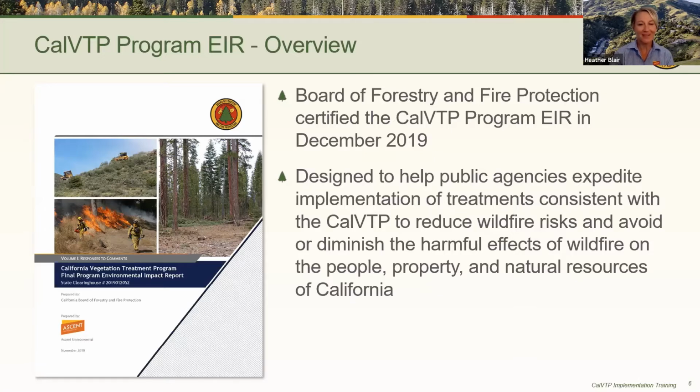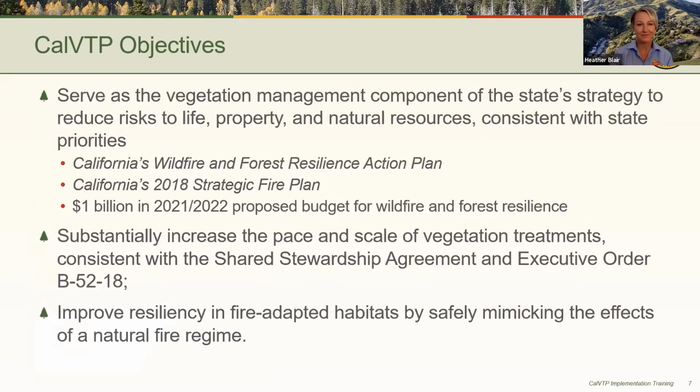Next slide, please. The CalVTP serves as the cornerstone of the vegetation management component in the state strategy to reduce wildfire risk. It's called out in the Forest Management Task Force's Wildfire and Forest Resilience Action Plan, which was released earlier this year in 2021, as a primary mechanism to facilitate the needed increase in the pace and scale of vegetation treatments.